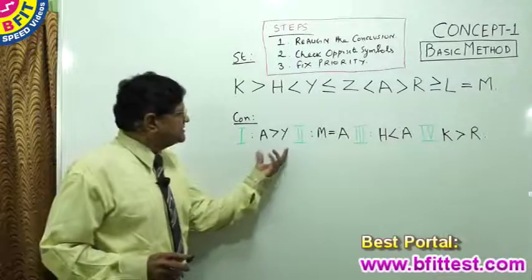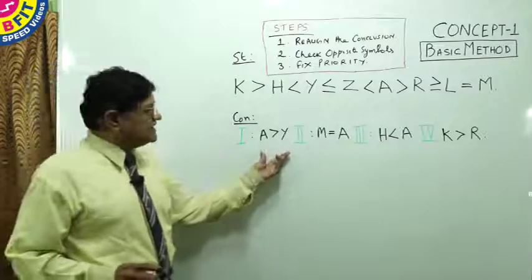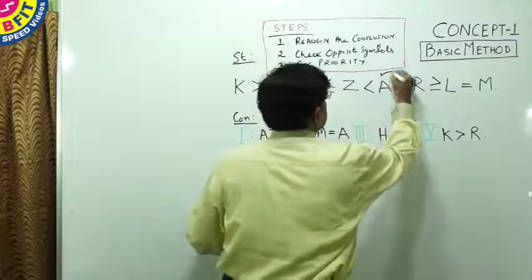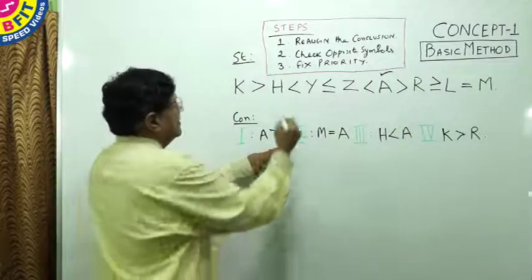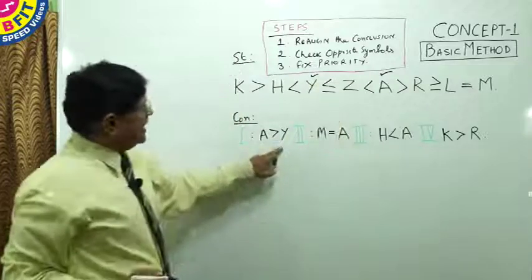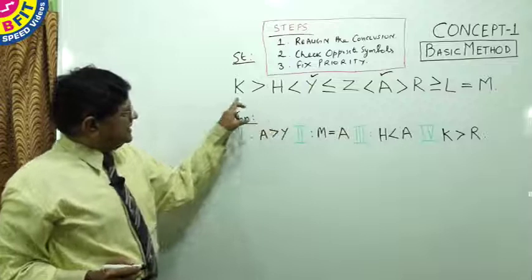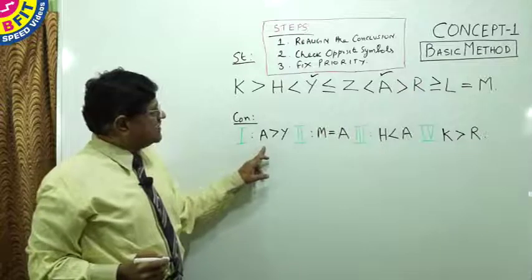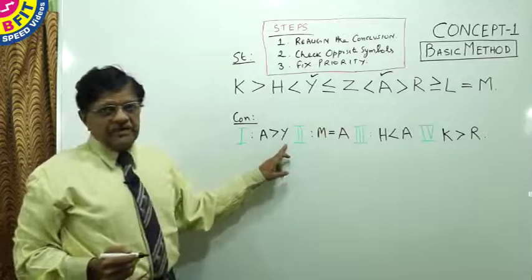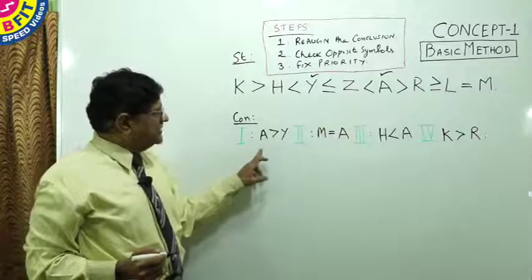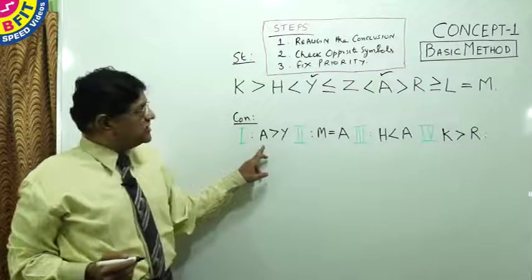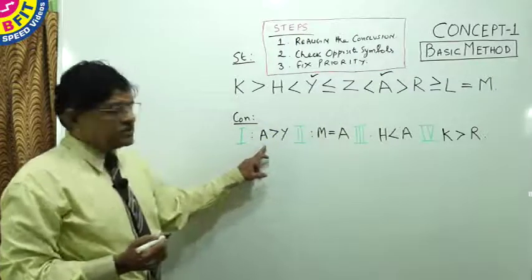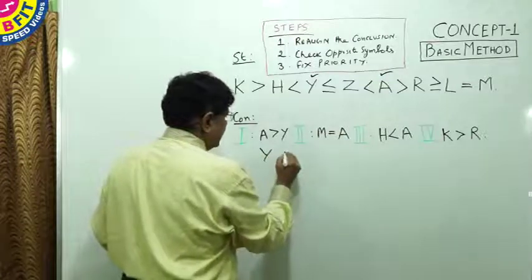Let us look at the first conclusion. The first conclusion we have to verify is A is greater than Y. Now where is A here? A is here and Y is here. Now if you look at the statement, in the statement Y comes first and then comes A. Whereas in the conclusion A is coming first and then Y is coming. Therefore what we have to do is, we have to first realign this conclusion as per the statement. Now how to realign the conclusion? We will write Y here first and then A here.